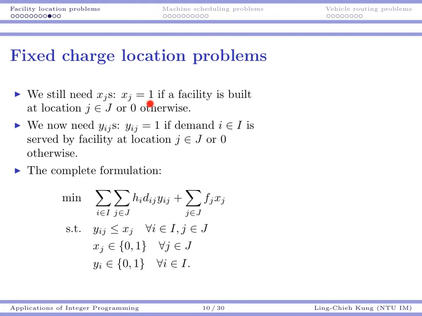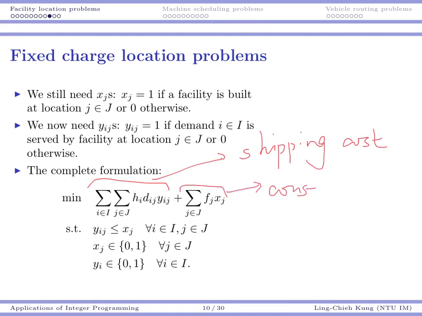Once you make these two decisions, your formulation is to minimize the total shipping cost and your total construction cost. The second part is the construction cost. Not very difficult to understand. The first part is the total shipping cost. For each demand, you need to assign it to one of the facilities.